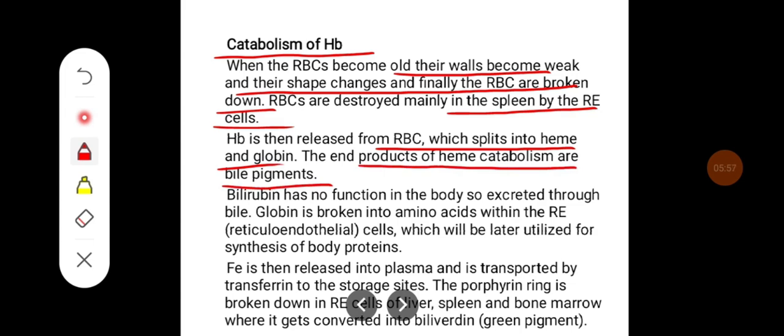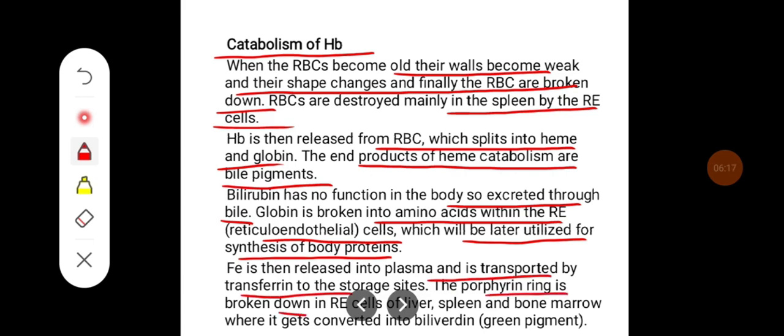Bilirubin has no function in the body, so it is excreted through the bile. Globin is broken into amino acids within the reticuloendothelial cells, which will be later utilized for synthesis of body proteins. Iron is then released into the plasma and is transported by transferrin to the storage sites.